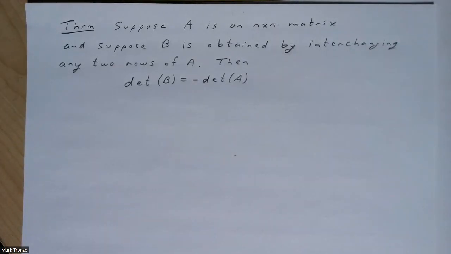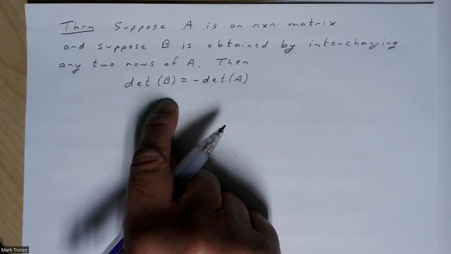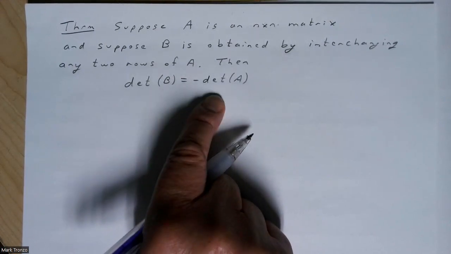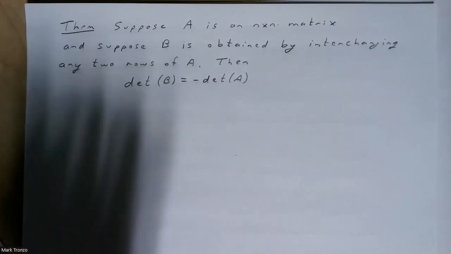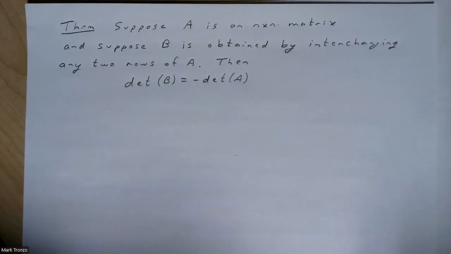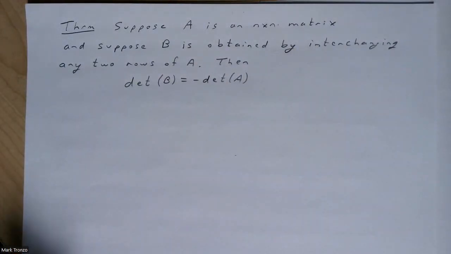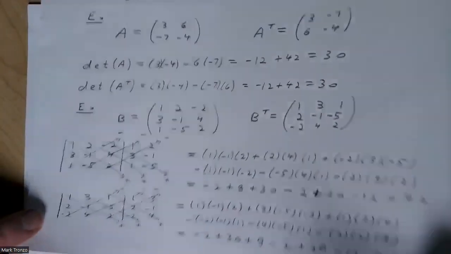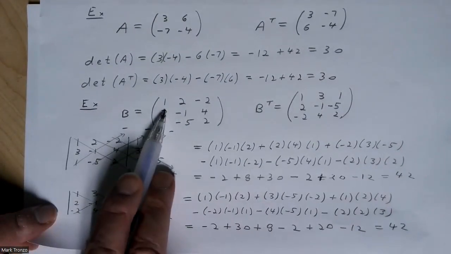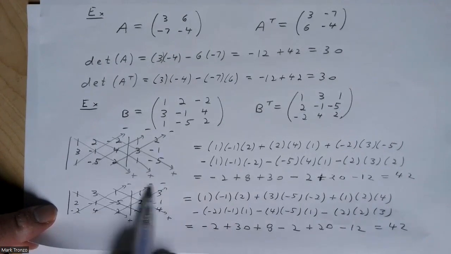So if A is an n by n matrix and B is obtained by interchanging any two rows of A, in other words, you keep everything else the same except you interchange two of the rows, then the determinant of the new matrix will be negative the determinant of the original matrix, or vice versa. The determinants will be negatives of each other. Let's go back to our previous example and just demonstrate it's true. Again, it doesn't prove it's true, just demonstrating. So let's say we had this matrix B here. We found the determinant was 42.